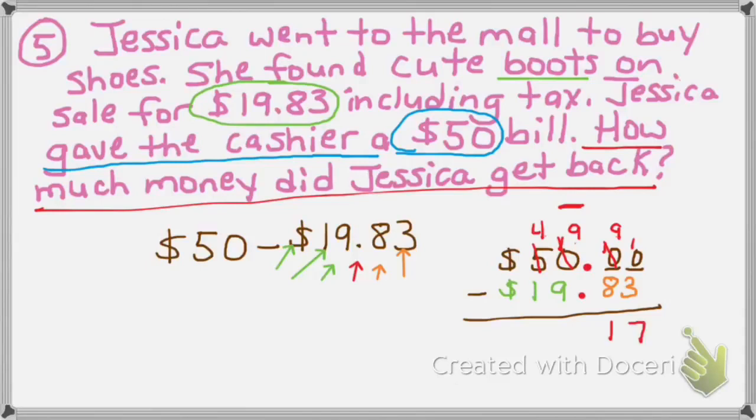9 take away 8 equals 1. Bring down the decimal. 9 take away 9 equals 0. 4 take away 1 equals 3. And bring down my dollar sign.